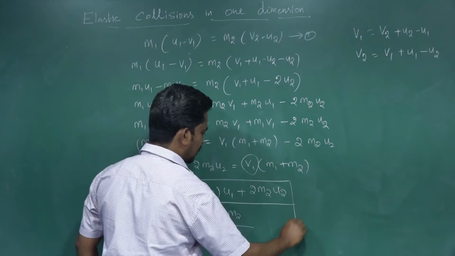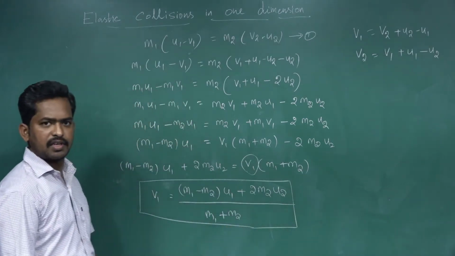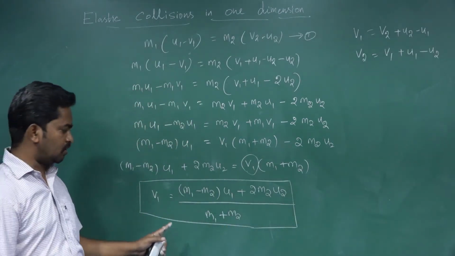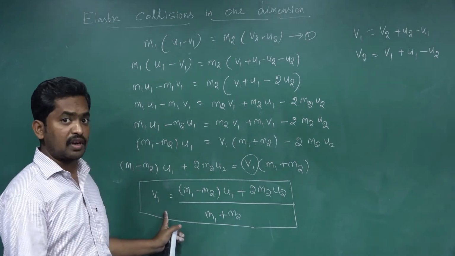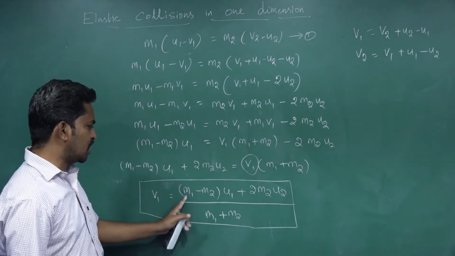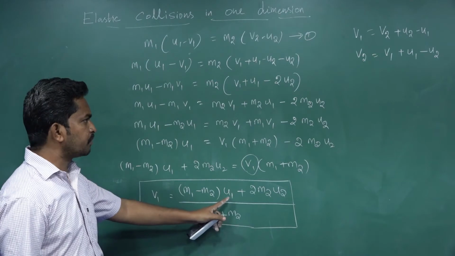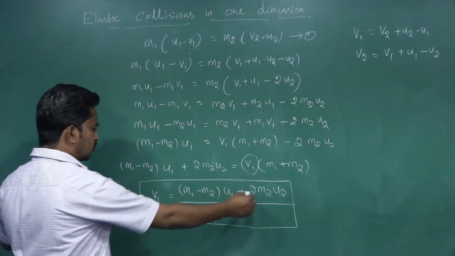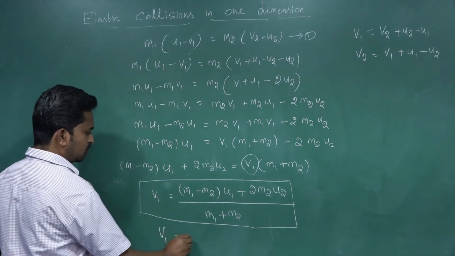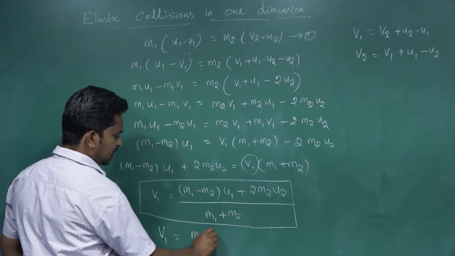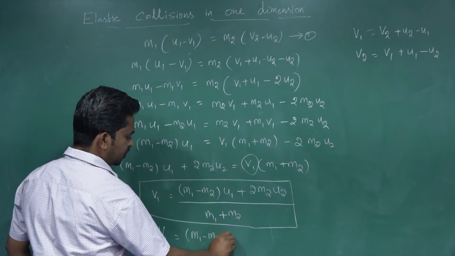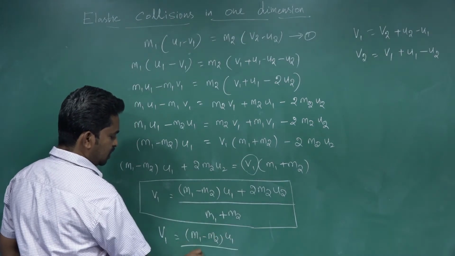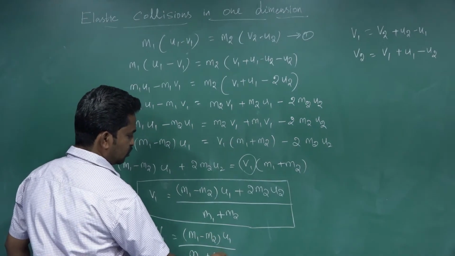This is the final velocity of the first object after collision, for an elastic body. v1 is equal to m1 minus m2 of u1 plus 2 m2 u2 divided by m1 plus m2. So divided into two factors, v1 is equal to m1 minus m2 of u1 divided by m1 plus m2.